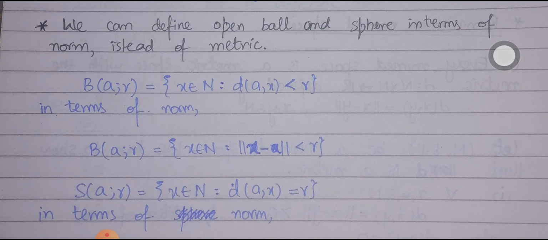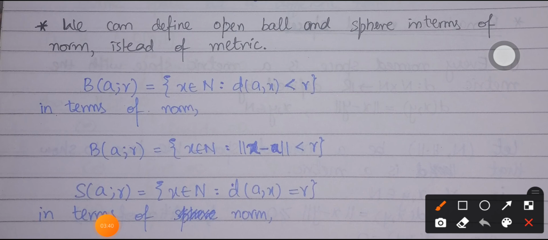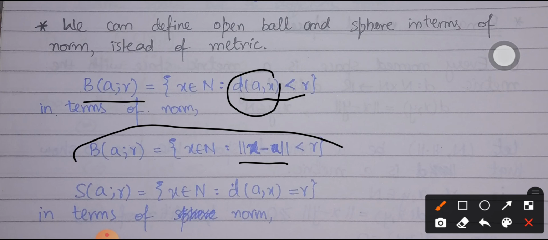We know that in metric spaces we define the open ball to be B(a, r), where a is the center and r is the radius of the ball, for x belonging to N such that d of a,x is less than r. That is, we have a collection of all the elements whose distance from a is less than r, because we are talking about the open ball. So here we can say in terms of norm that d of a,x will be equal to norm of x minus a, which is less than r. So here we are defining an open ball in terms of metric.